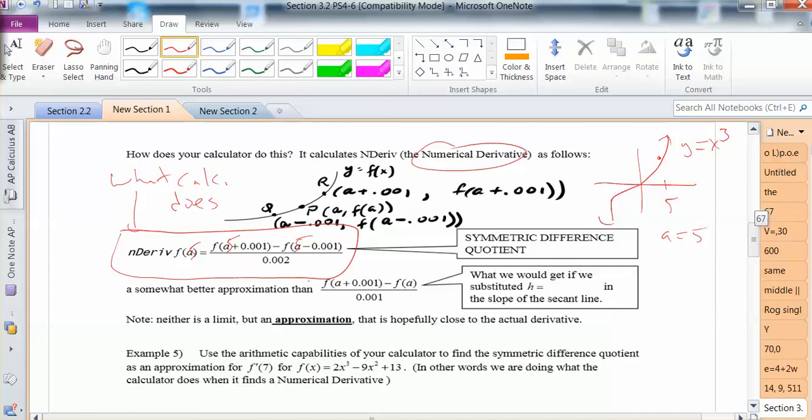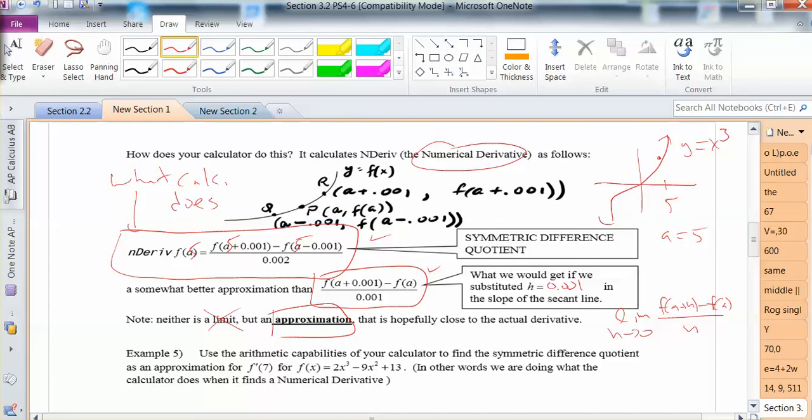It's pretty similar to this, which we saw when we did the formal definition of a derivative. Remember, we would do the limit as h approaches 0 of f of a plus h minus f of a, all over h. But the difference here is that it's an approximation. Both of these are. They're not limits. So when we do the derivative, we take the limit as h approaches 0 to get the precise value. The calculator will do an approximation instead, which is pretty close to the actual derivative.